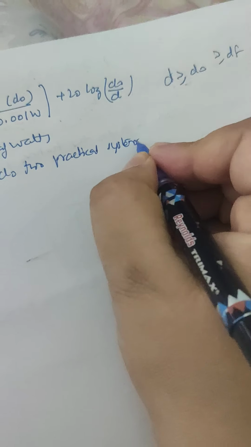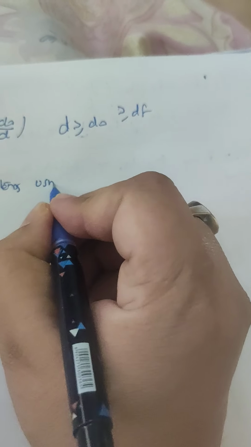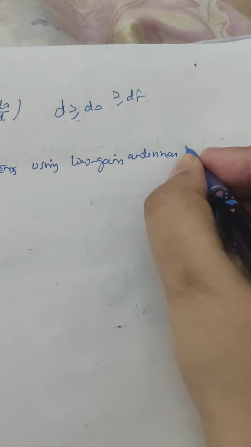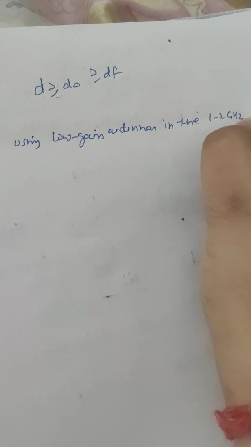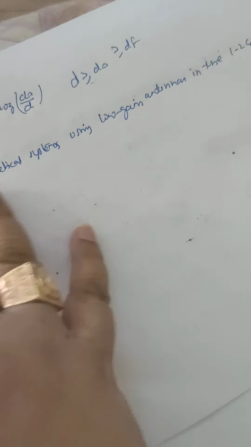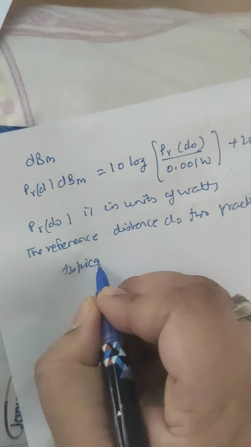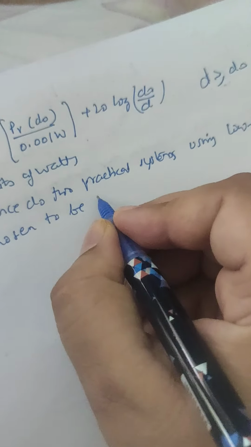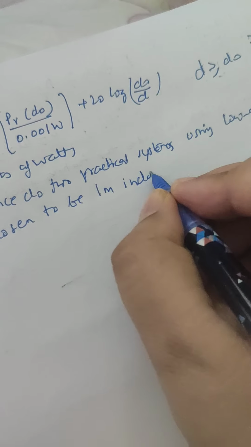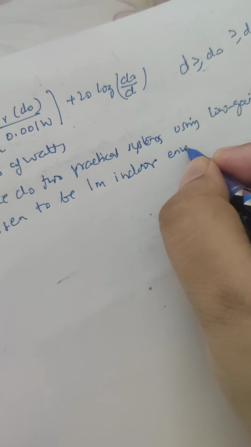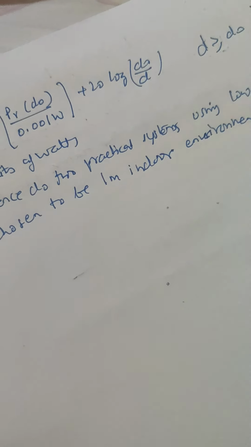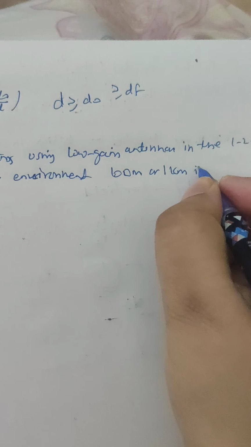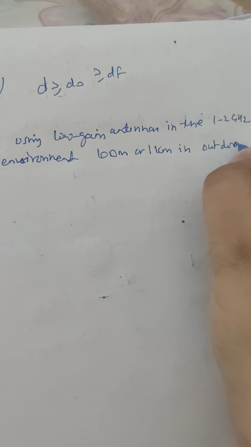for practical systems using low gain antennas in the 1 to 2 gigahertz region is typically chosen to be 1 meter in an indoor environment and 100 meters to 1 kilometer in an outdoor environment.